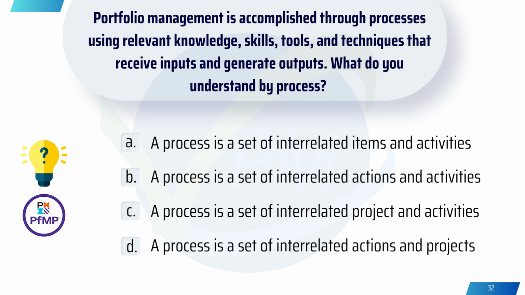All right, next question is, portfolio management is accomplished through process using relevant knowledge, skills, tools, and techniques that receive input and generate output. What do you understand by process? I think this is a very straightforward question. Please participate. A process is a set of interrelated items and activities. Process is a set of interrelated actions and activities. Process is a set of interrelated projects and activities. Process is a set of interrelated actions and projects. All right, your time starts now.